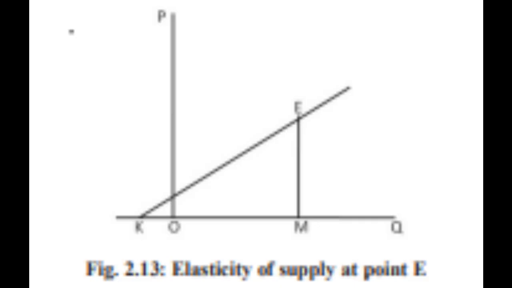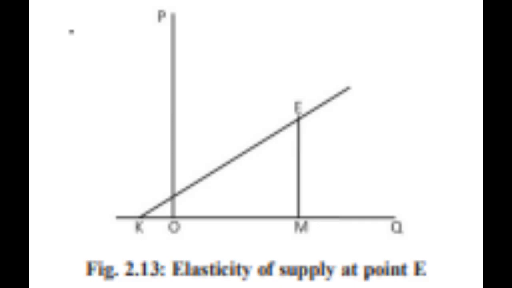For a straight line demand curve falling to the right, elasticity of demand at any point on the curve is given by the ratio of the lower segment to the upper segment. In Fig. 2.11, the elasticity at A will be equal to B E by E A.